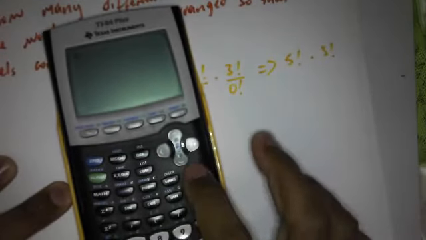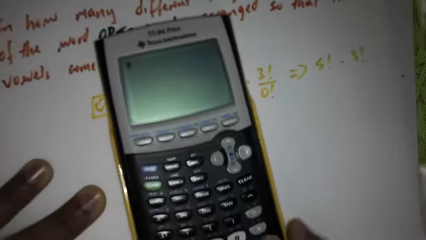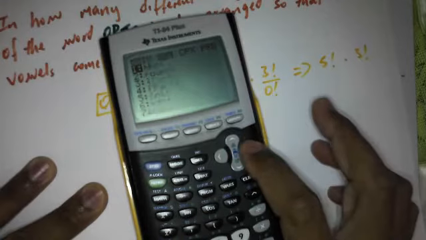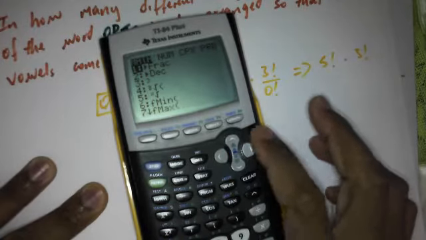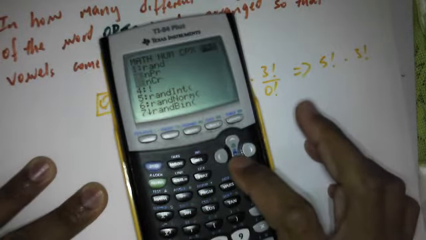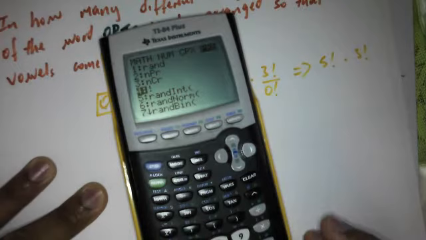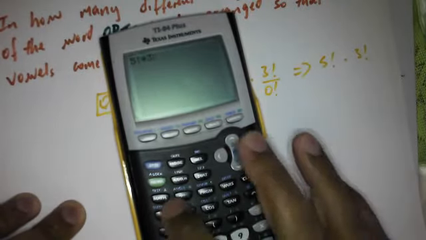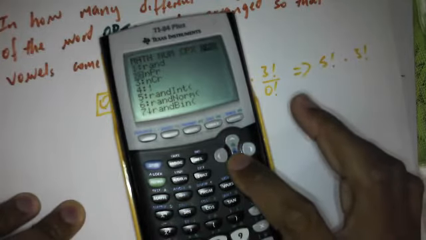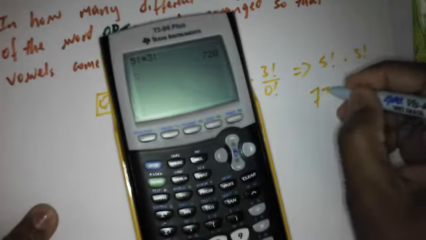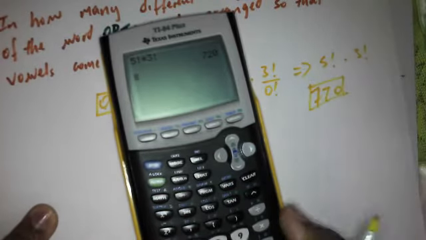5 factorial, so that would be 5. Hit math, come over to PRB, and then scroll down to number 4, and hit enter. So that would be 5 factorial times 3 factorial. Hit math again, scroll over to PRB, come down to number 4, and that would be our answer, 720. 720 ways.